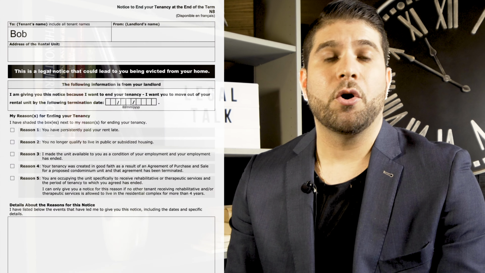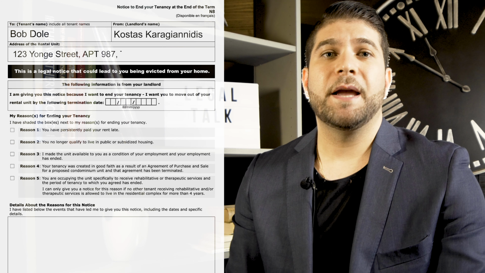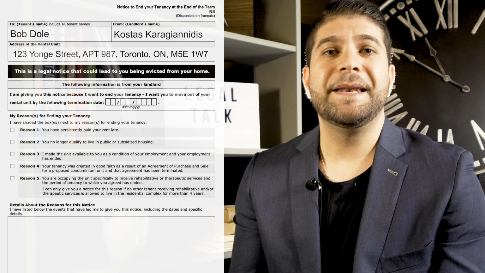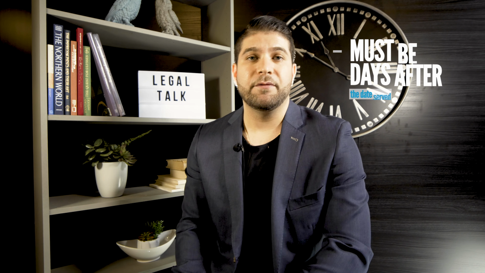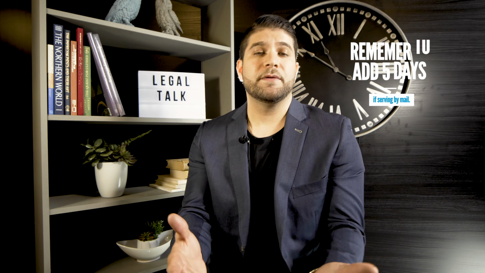When filling out the form, as usual, make sure to fill out the correct tenant information, the landlord info, and address in the indicated space on the form. Keep the names and address consistent with what is in your lease agreement. The termination date must be 60 days after the date served and must be the last date of the rent cycle. This applies to any tenancy that is month to month. Always remember to add an extra 5 days if serving by mail. Alternatively, you can serve this in person.